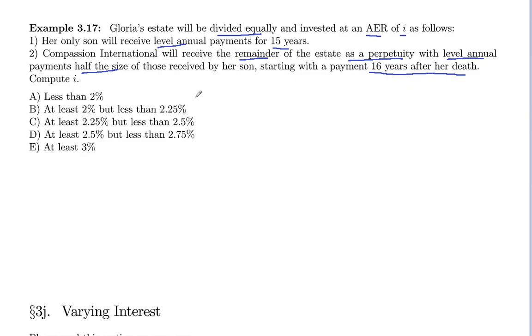Well, first of all, we need to take into account here the divided equally. So divided equally means that they have the same value. So that could be the same value at any point in time. The most convenient point in time for us is going to be at inception, so when she passes away. So we're going to set PV1, that's for her son, equal to PV2, which is the amount that Compassion receives.